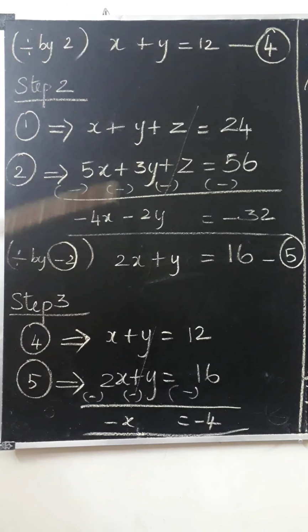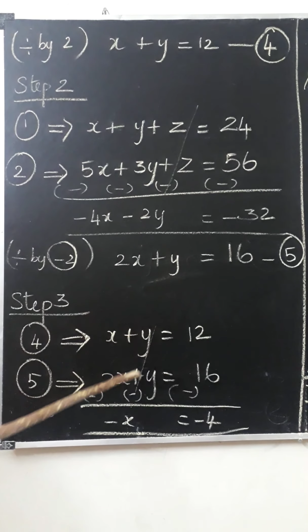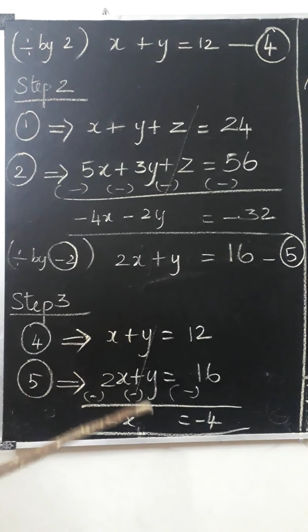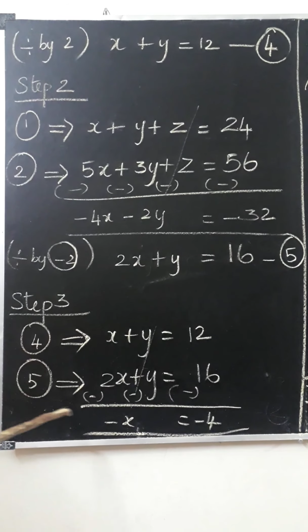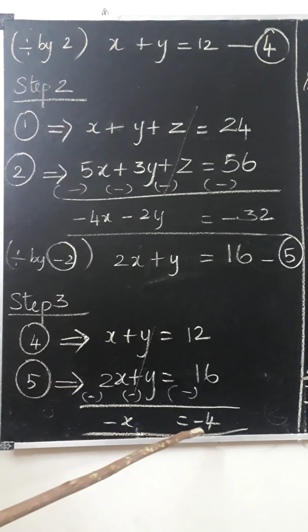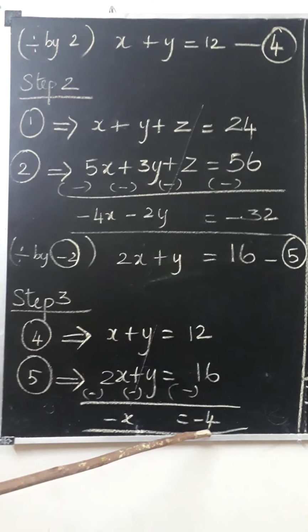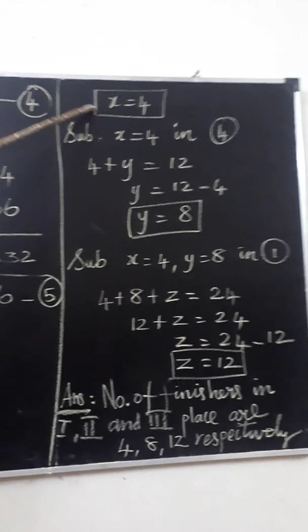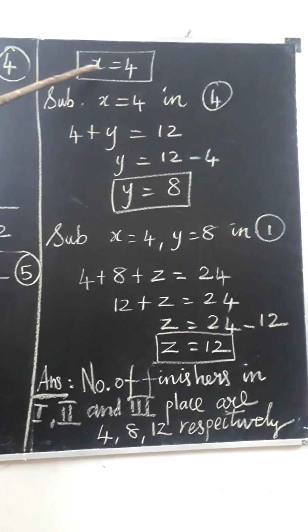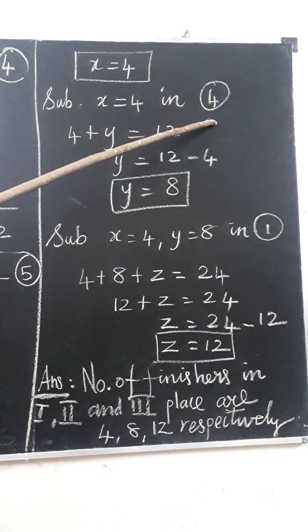Solve them. Like here also we can directly eliminate y, because the coefficient of y is 1. So directly eliminate fourth and fifth equation, we got minus x is equal to minus 4. Then we get x is equal to 4. Then to find y, substitute x is equal to 4 in the fourth equation.